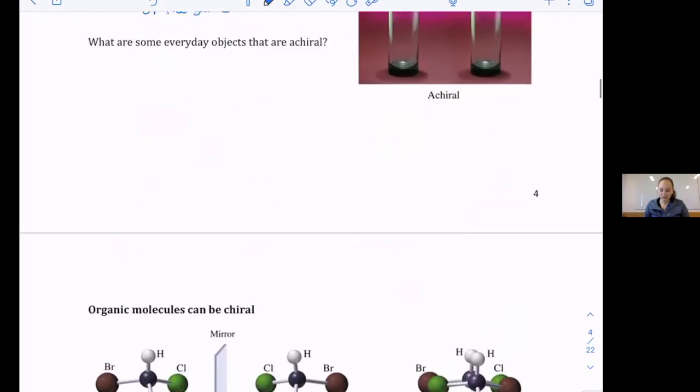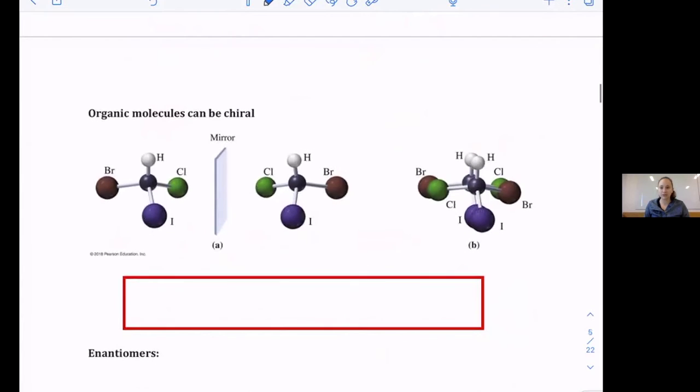And so when we look at organic molecules, or eventually biochemical molecules as well, organic molecules can also be chiral. So if I take this molecule here, you see how we have a carbon atom in the middle. We almost always will have chirality at a carbon atom, but not always, but almost always. And it's easiest to explain with carbon atoms to start with.